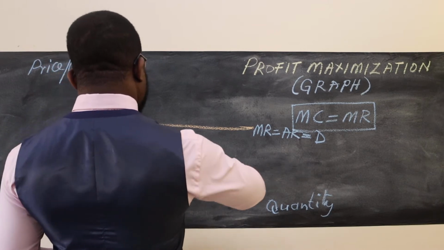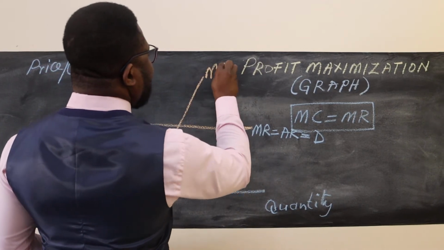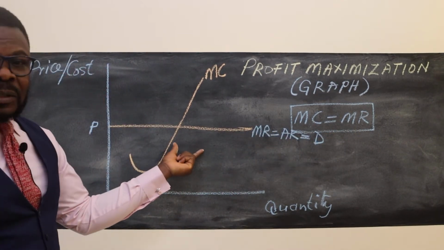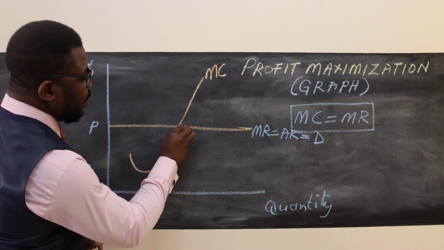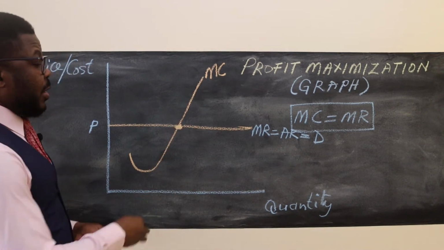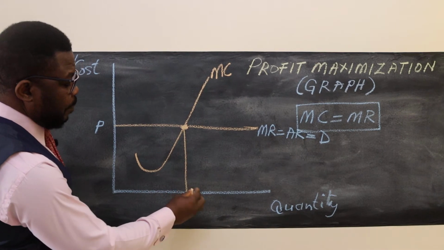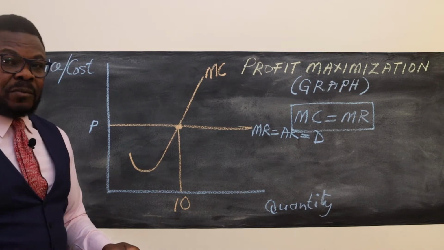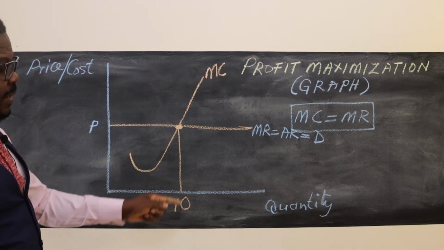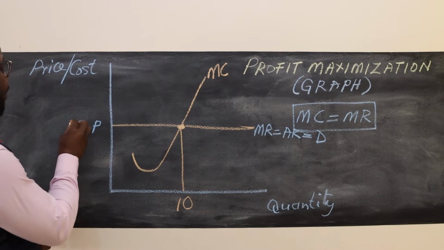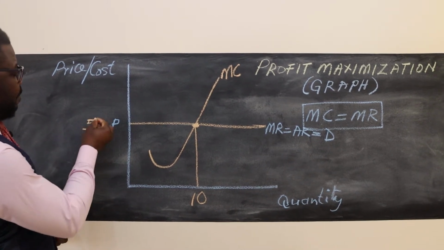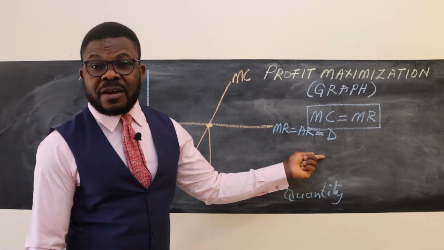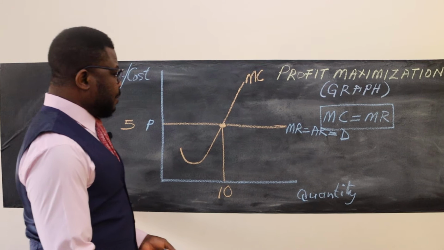You probably have a marginal cost curve. So this condition, marginal cost equals marginal revenue, has been fulfilled right here. Let's assume that you have a corresponding quantity, and for example purposes, this quantity is 10. So for this firm, the quantity is 10. Let's say the price is 5, and that price is the same as the marginal revenue, which is also the same as the average revenue, which is also the demand curve.